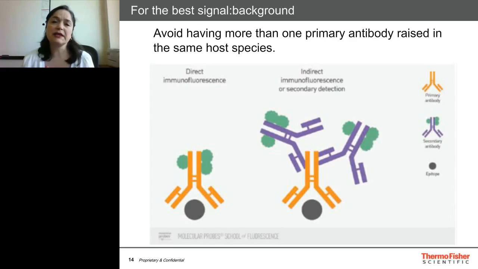Just a reminder that if you are using immunolabeling with antibodies, generally in imaging you use a primary antibody against your epitope and then a secondary antibody that has the fluorophore conjugated on it. You want to avoid having more than one primary antibody raised in the same host species if you're doing multicolor with many different antibodies.